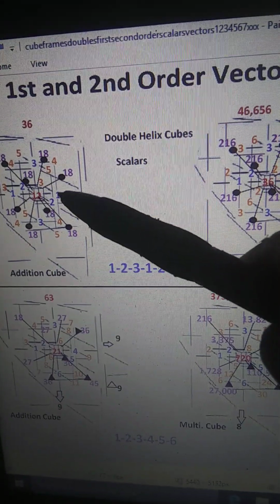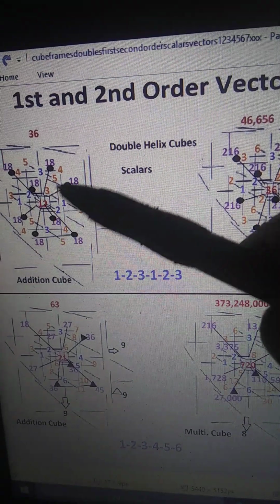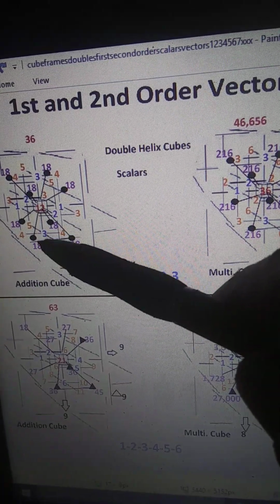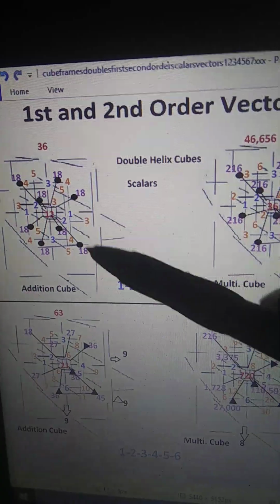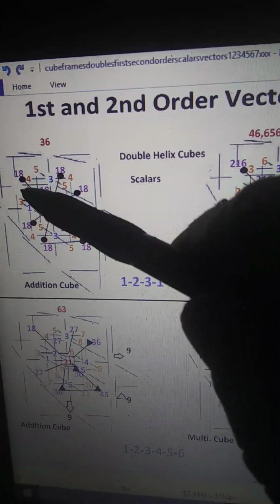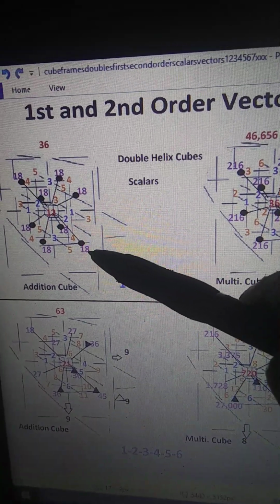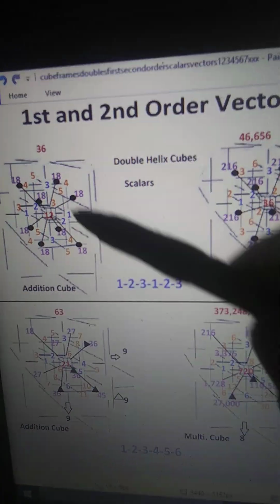1, 2, 3, and 1, 2, 3. It could be 4, 5, 6, and 4, 5, 6. It doesn't matter. What it produces is scalars, what I call scalars. They have magnitude, but no direction. They don't get higher or lower.